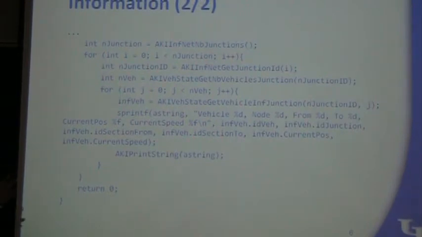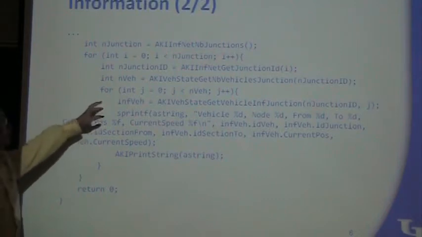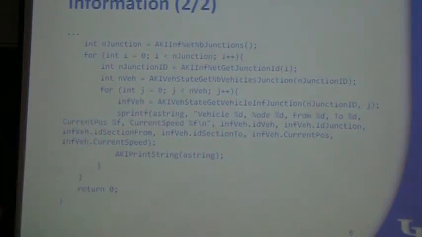So I explained a simple example to obtain all the vehicle information. And I believe you have already understood how this works. All right? So do you have any question about this msum API?